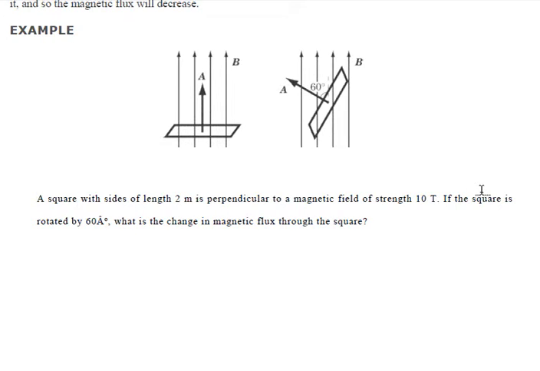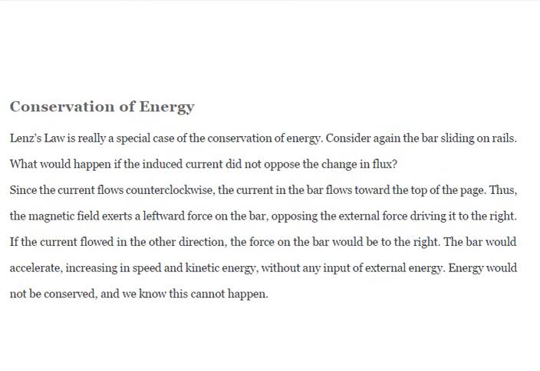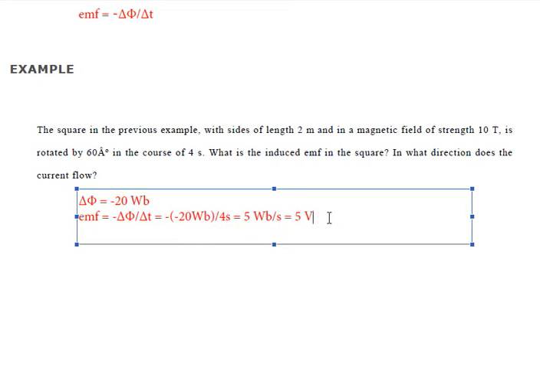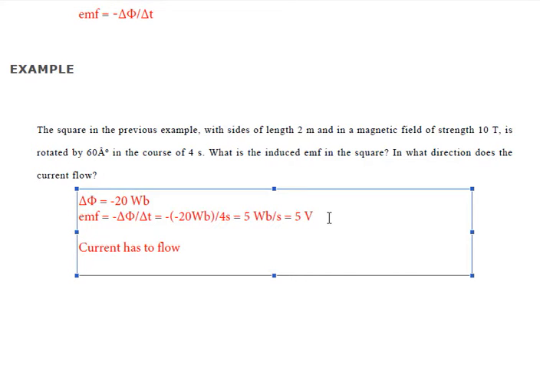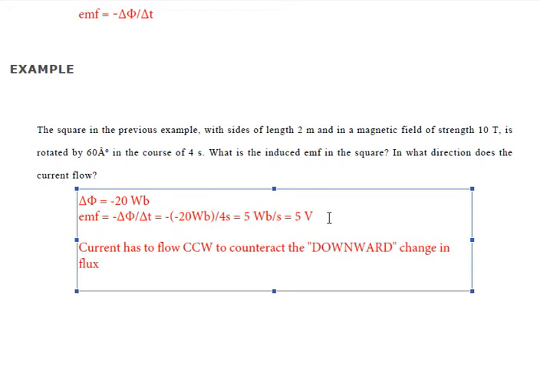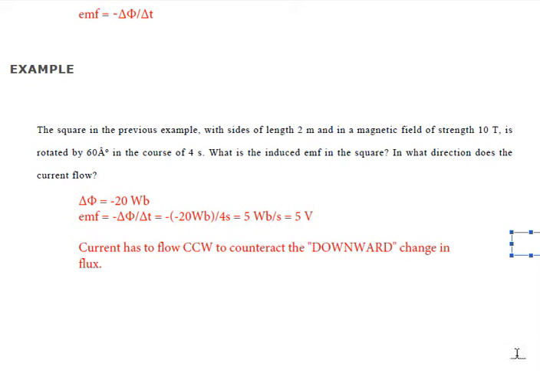So point your thumb of your right hand upward and then wrap your fingers around it in a fist, and you'll see that for this loop they go in a counterclockwise direction. So that's the direction that the current has to flow, counterclockwise, to counteract the downward change in flux. So negative 20 would be downward 20.